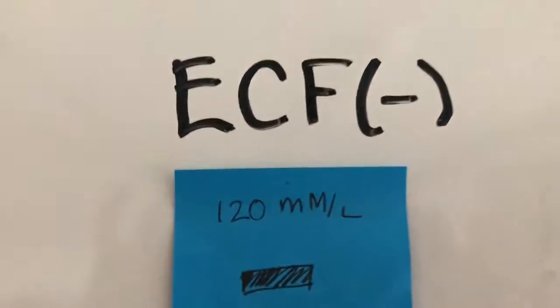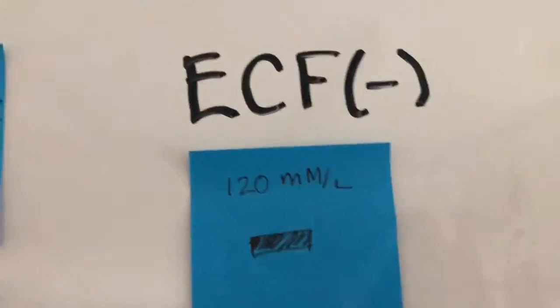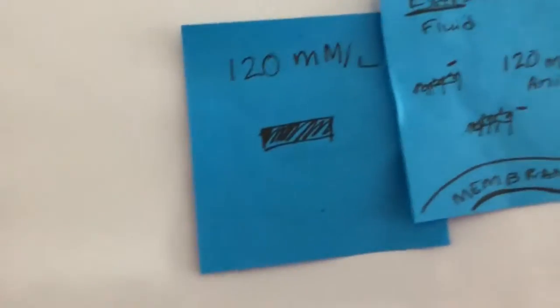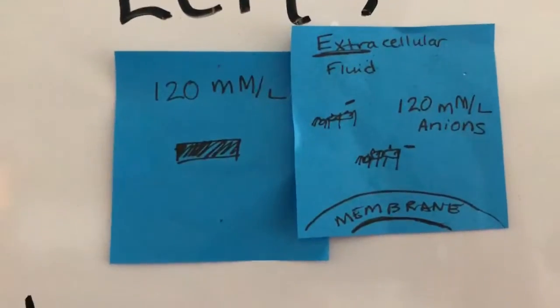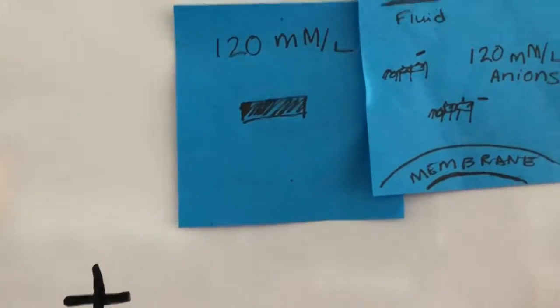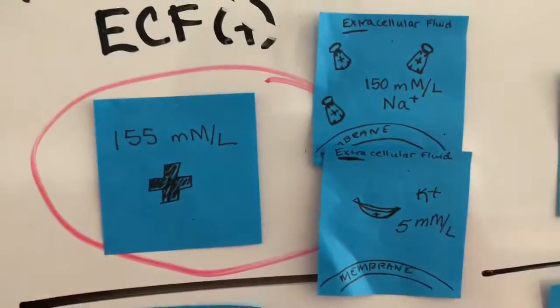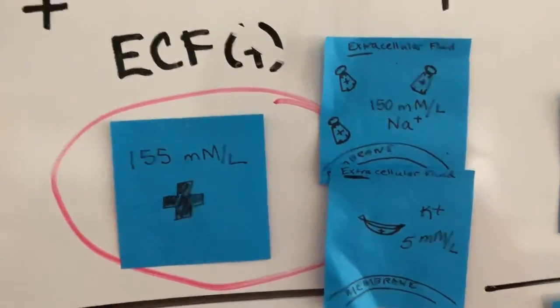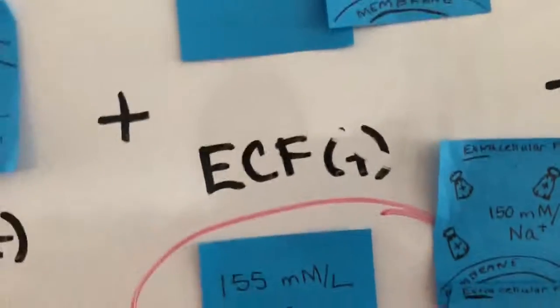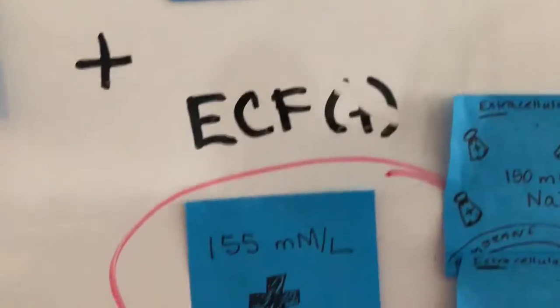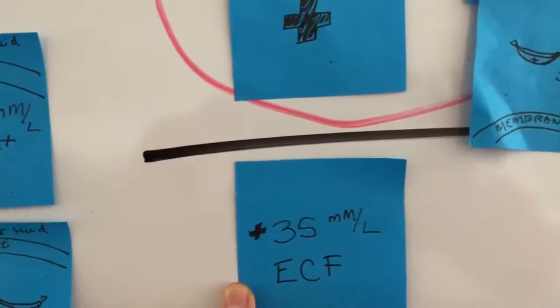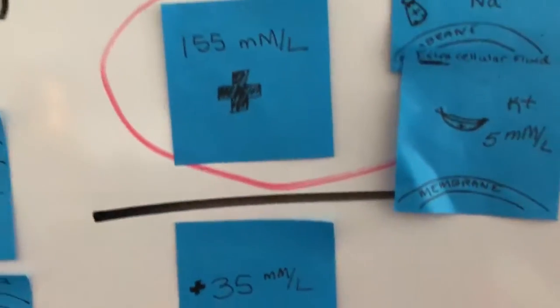Okay, so we're going to do a little bit of math. We get our 120 millimoles per liter from our anions. Protein, we didn't have any. What's in our extracellular fluid that's positive? We've got 150 plus 5 gives us 155. This number is bigger than that number, therefore this carries the charge. We get 35. That's what's in our extracellular fluid.